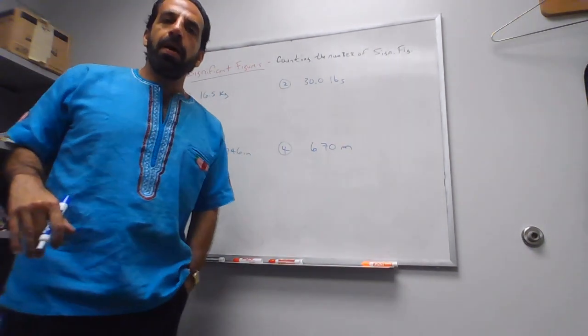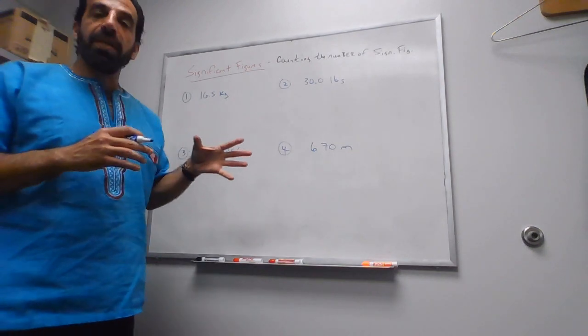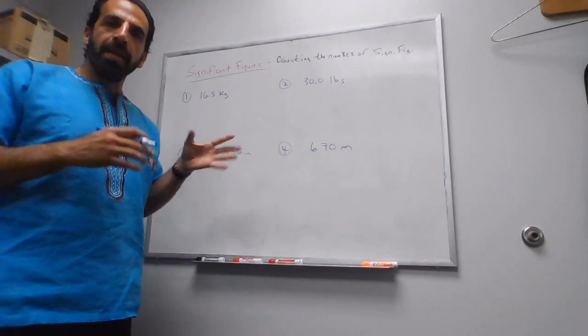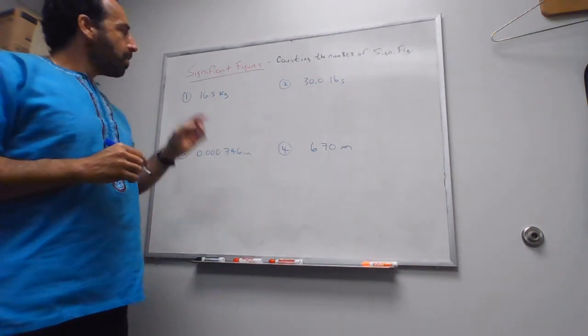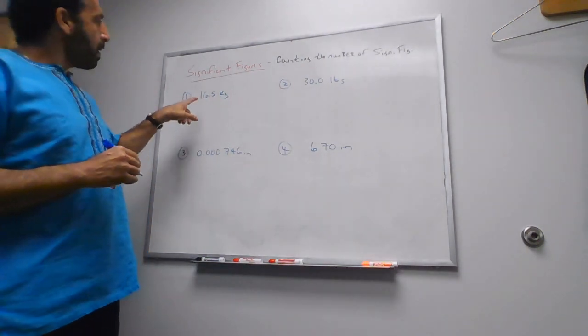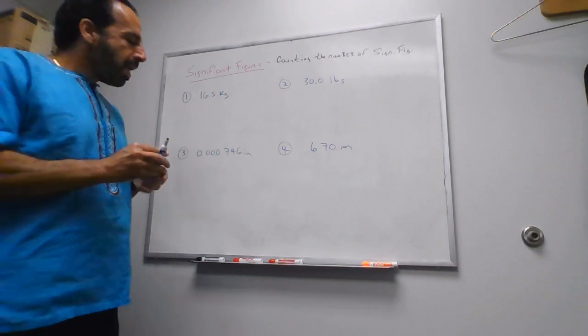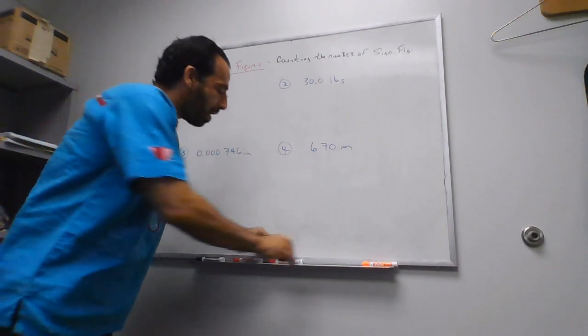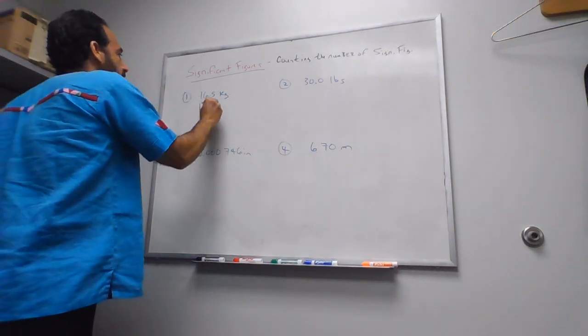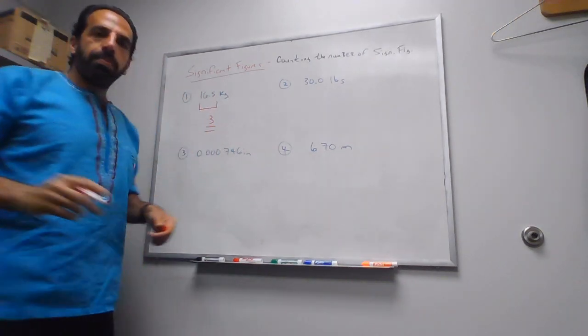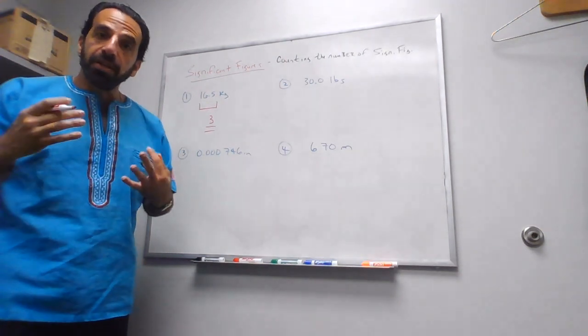So what I want to do now is just count the number of significant figures in a measurement. Again, this is going to be important, especially when we start doing addition, subtraction, multiplication, and division. So a couple of things. I'm looking at this one. This is 16.5 kilograms. Now, all non-zero numbers are significant in a measurement. So in this case right here, I'm simply going to have three significant figures.